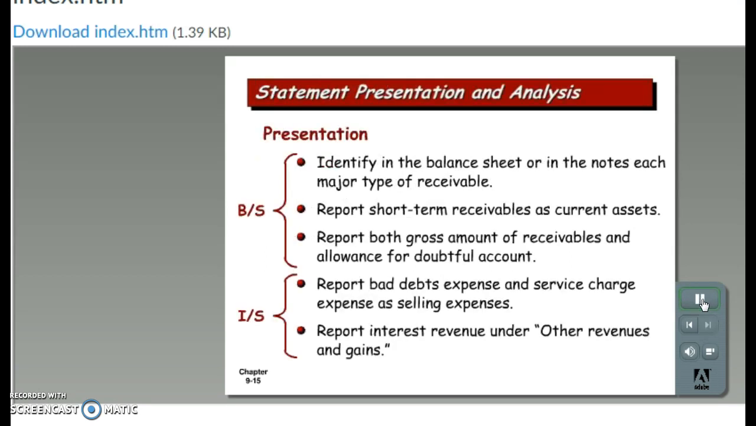Receivables are recorded in the assets section of the balance sheet. If the maturity date is less than 1 year, the receivable will be included in the current assets section. The gross or full amount of the accounts receivable, as well as the allowance for doubtful accounts, is reported on the balance sheet. Bad debt expense associated with accounts receivable and interest revenue associated with notes receivable are included on the income statement.